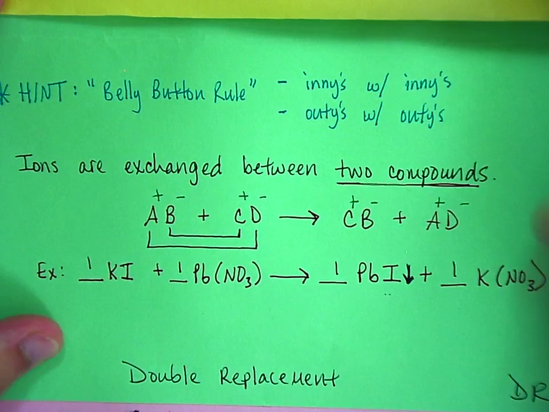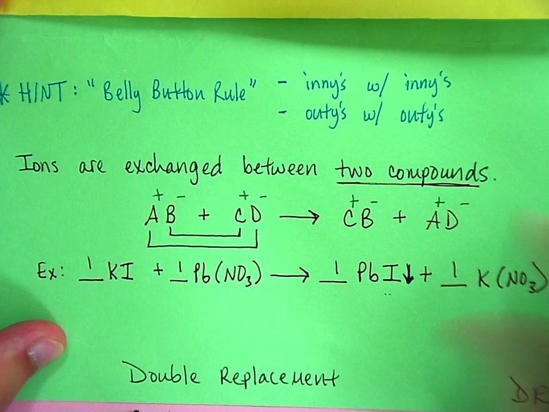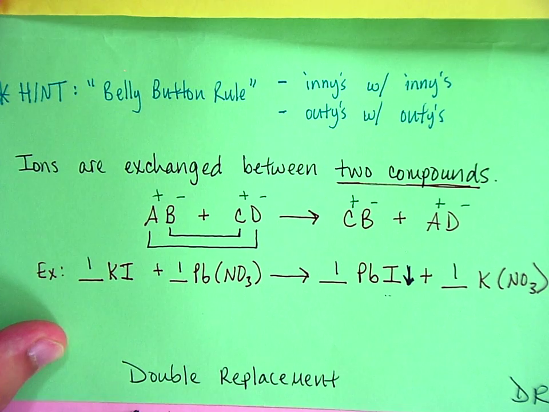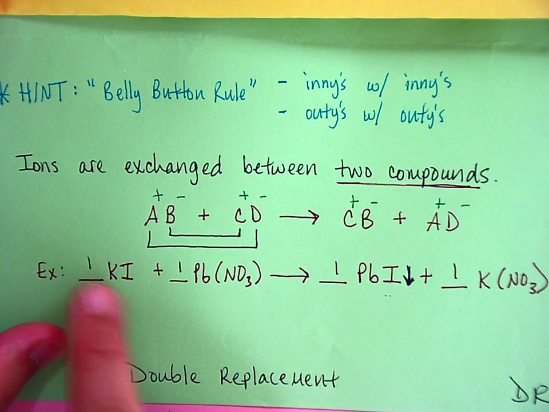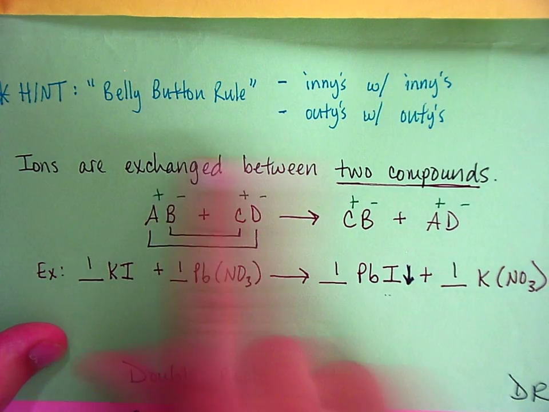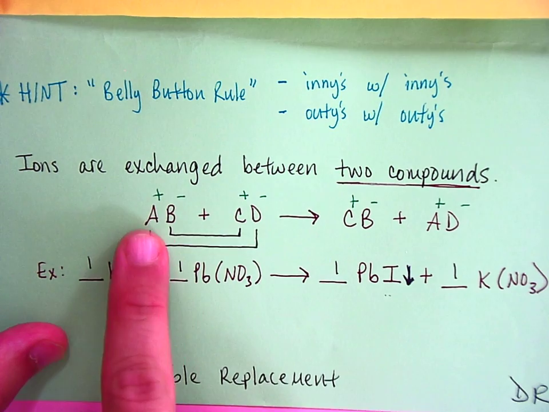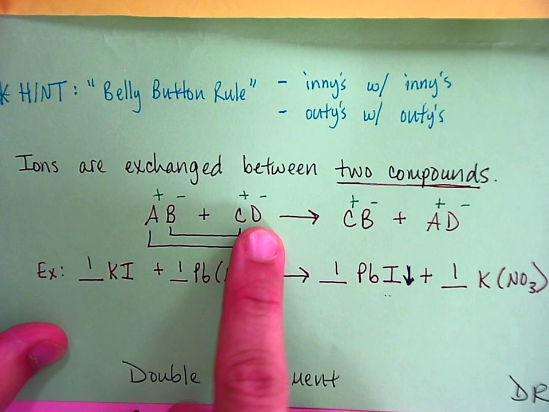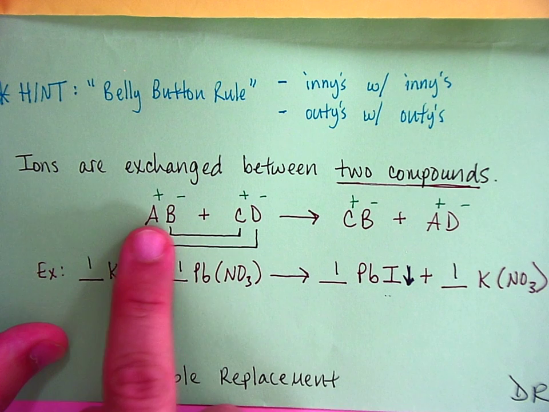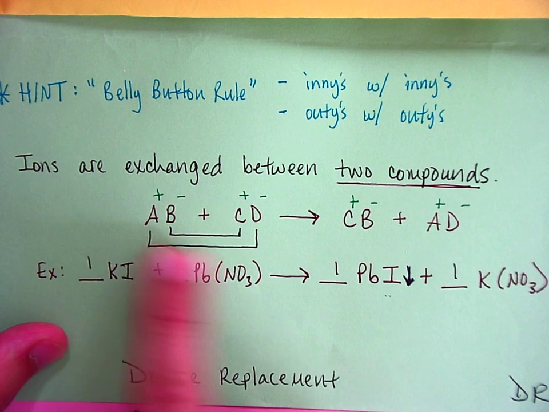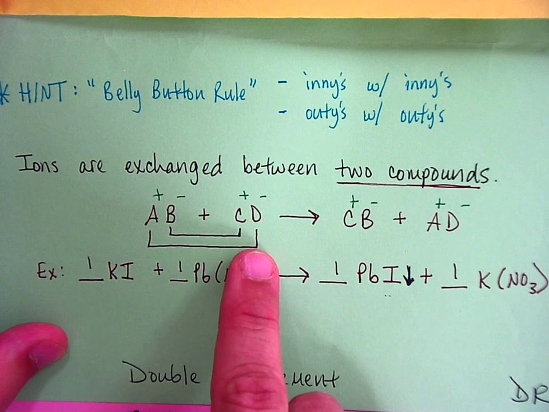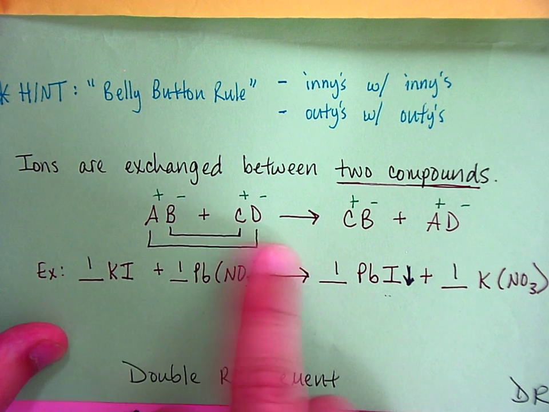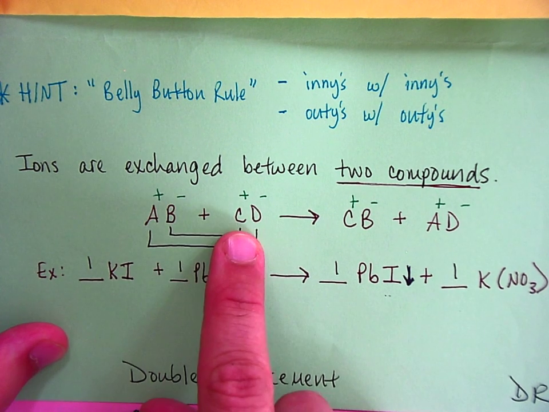So this is when ions are exchanged between two compounds. So you have two compounds on the product side. All right, and how we figure out how they exchange is we do this belly button rule, where the outies go together and the innies go together. So A will not pair up with C because they're both positively charged. So these are ionic, so we're seeing ionic bonds here. So B will go with C.